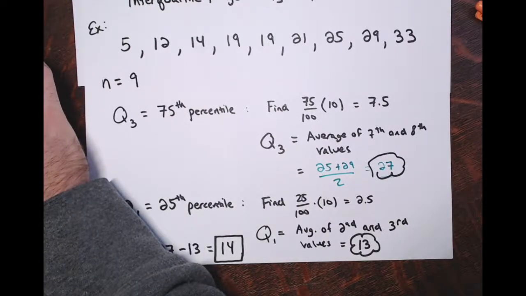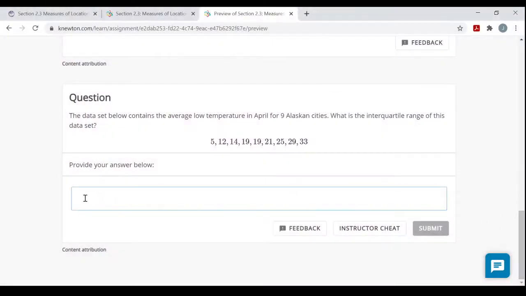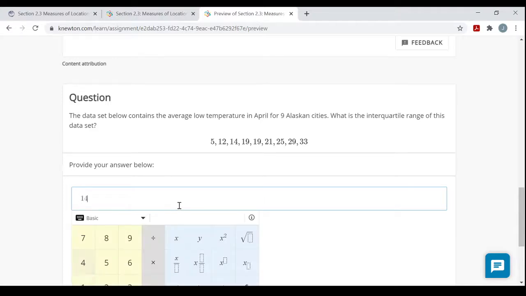All right, so I'll go back to the website here and just provide your answer below. It's 14. Now, there's a very easy way to have your calculator do this as well. What I'm going to do is enter this same list of data in my calculator, and show you how to get these quartiles to show up on the calculator.